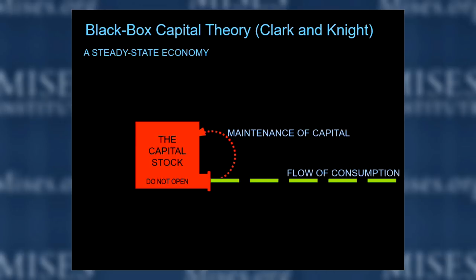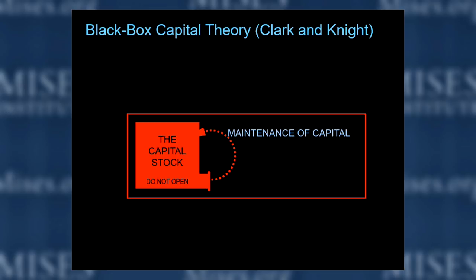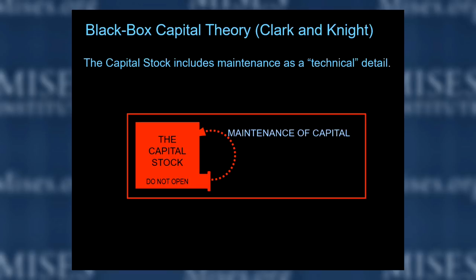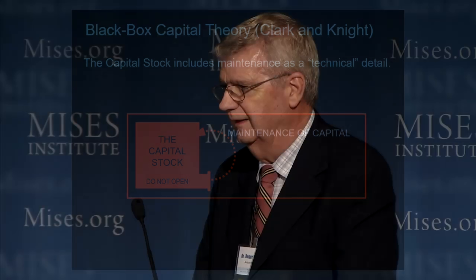So you have maintenance of capital. It sort of maintains itself, as you can see, and a flow of consumption. I ought to leave the maintenance of capital there because that is just a technicality. The capital stock includes maintenance as a technical detail. Well, of course, it's not a technical detail. Some people would do more maintenance than others. You might do it once a week, or once every 10 days, or once every 5 days, whatever you choose, and if it goes wrong, maybe you should do a little more maintenance. So it's not a technical detail at all.